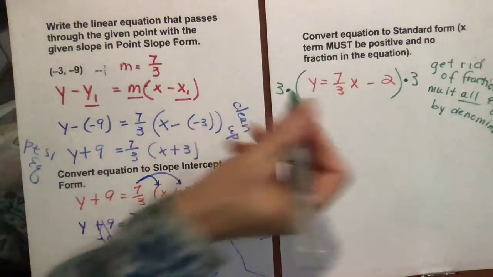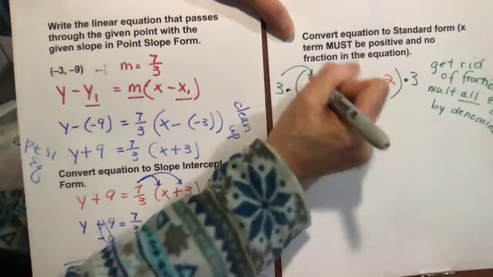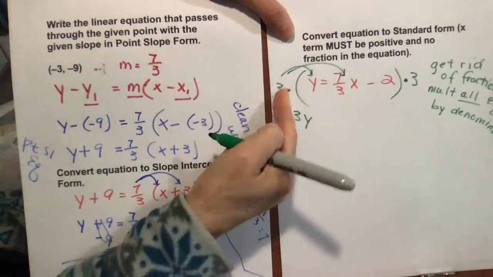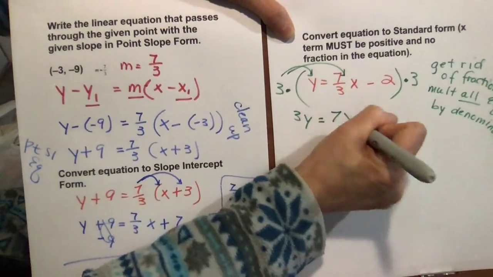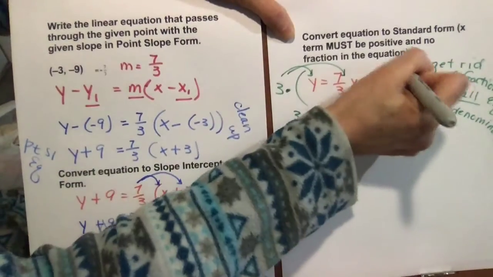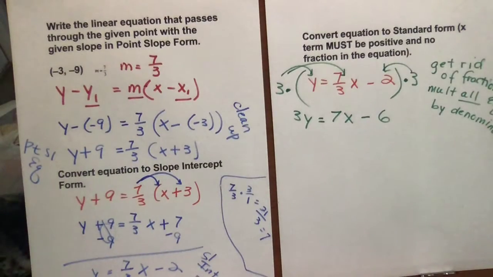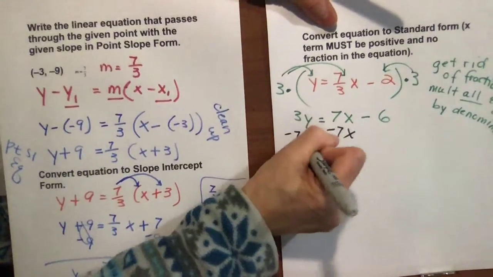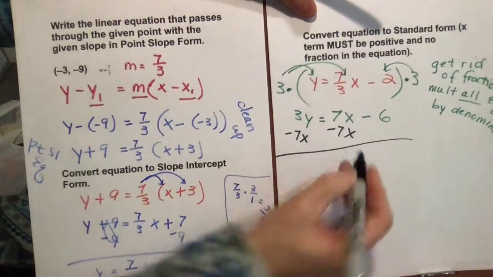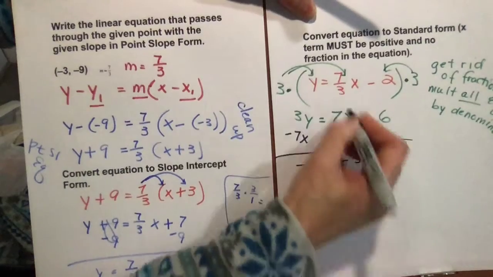All right, so this becomes 3y. This becomes 21/3 again, which is 7. So 7x. And this becomes minus 6. So every term is multiplied by that 3. Now what we're going to do is get the x to the same side as the y. So we wind up with negative 7x plus 3y equals negative 6.